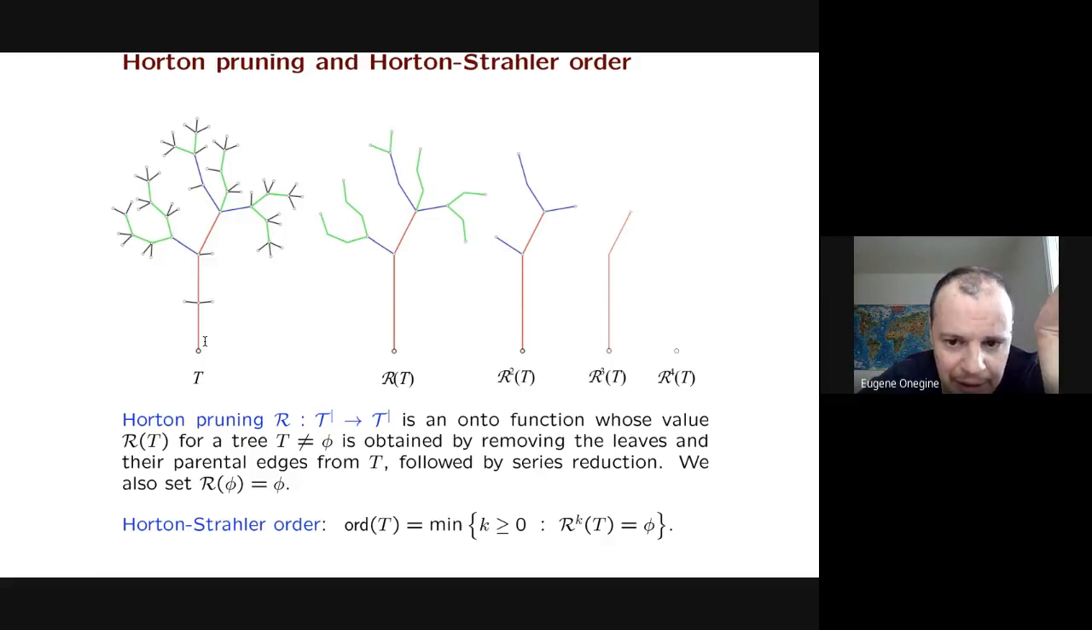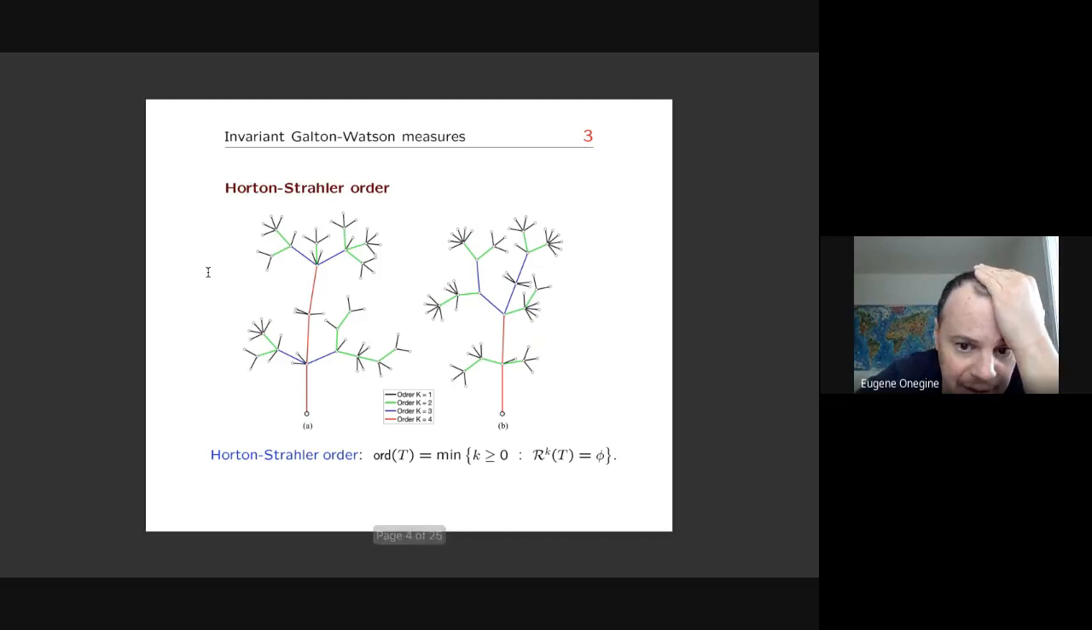So this is the operation of Horton pruning that we will consider, and this is how you determine the hierarchy of different segments of the tree. Now, here are two more examples of order 4 trees. Each one disappears exactly after 4 prunings, and again, color coding: black order 1, green order 2, blue order 3, and red order 4. Okay?